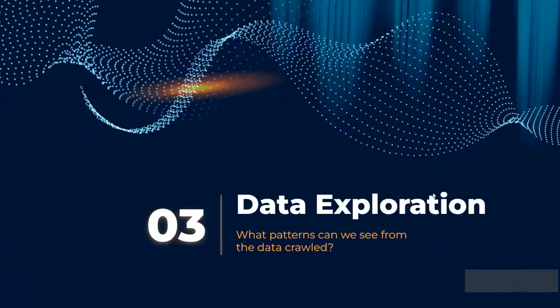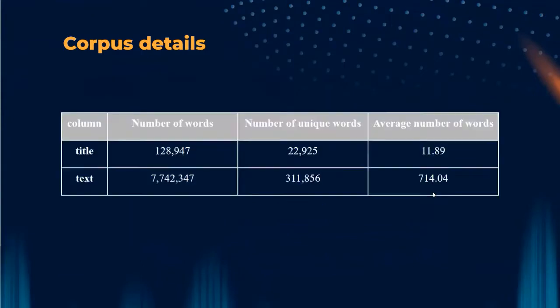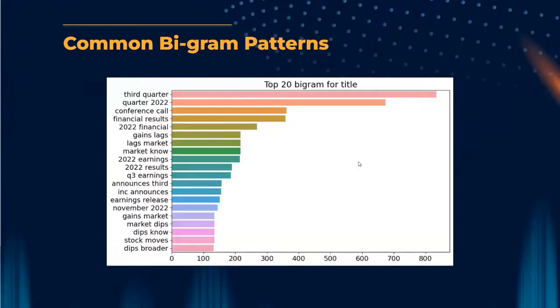Let's look at the data exploration for our project. We had a total of 10,800 records, whereby the number of words within the titles were 128,000 and total words in the text was 7.7 million, with the number of unique words in the text corpus being 311,000.